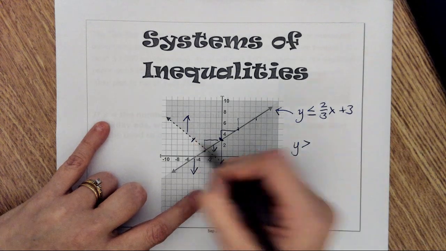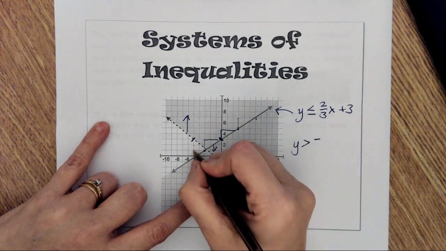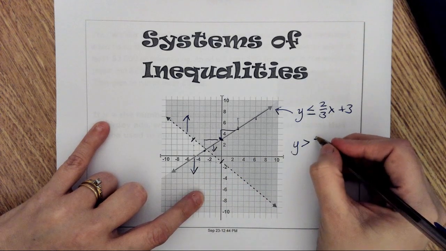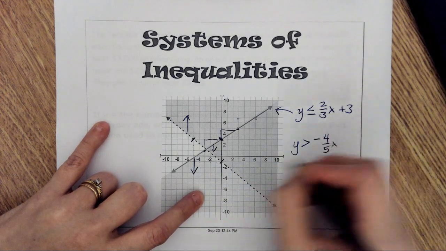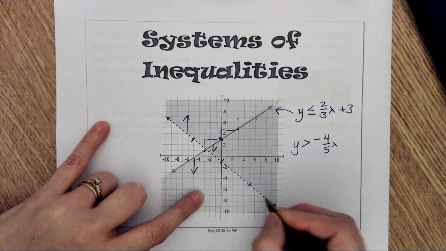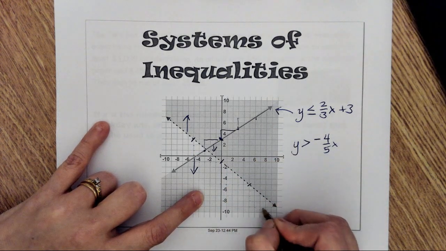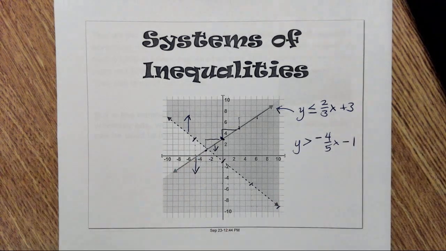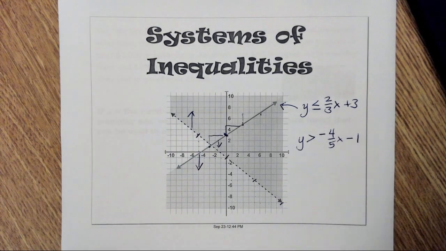My slope is negative 1, counting 1, 2, 3, 4, 5. Let's just check: 1, 2, 3, 4, 5. There's another one. If I continue the pattern, I'm on track. And then my y-intercept is -1. Okay, so just a reminder, this is how we write inequality equations.